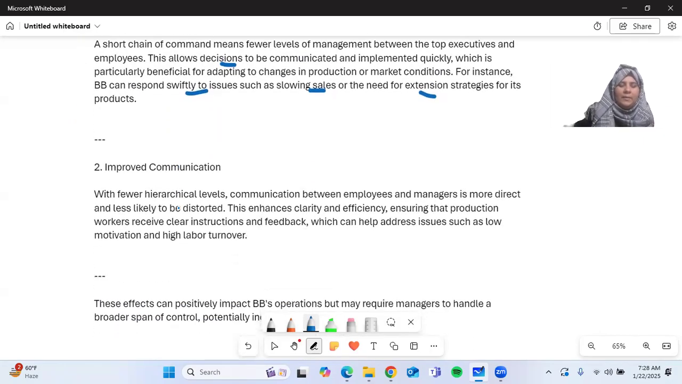The second effect is that there will be improved communication. With fewer hierarchical levels, communication between employees and managers is more direct and less likely to be distorted. This enhances clarity and efficiency, ensuring that production workers receive clear instruction and feedback, which can help address issues such as low motivation and high labor turnover.